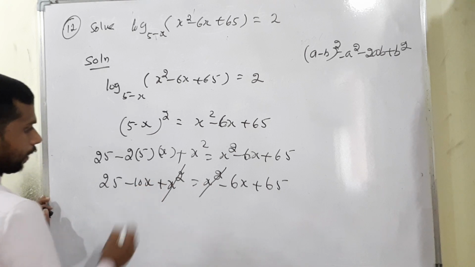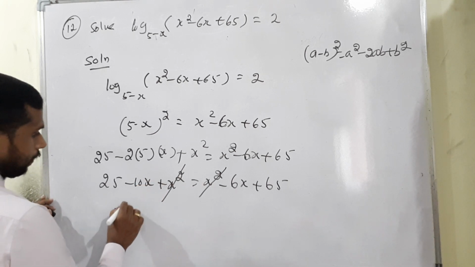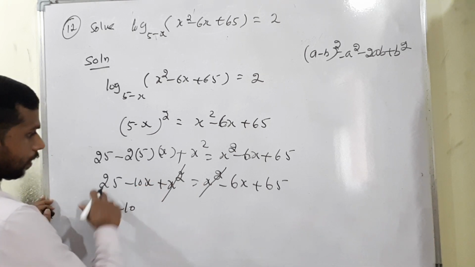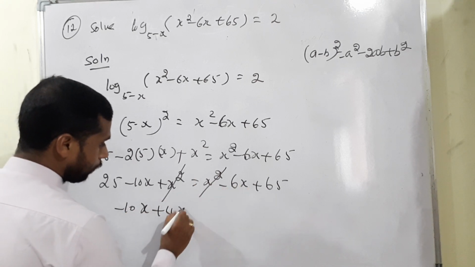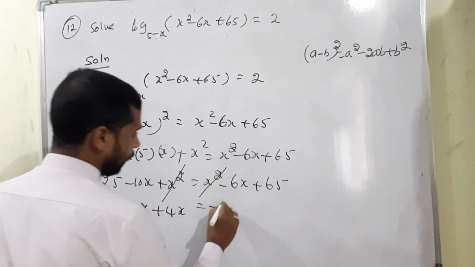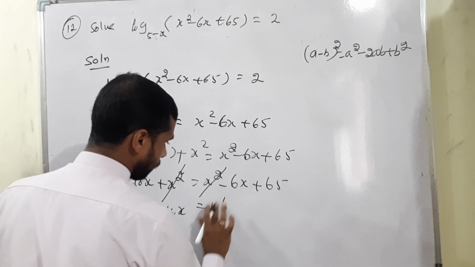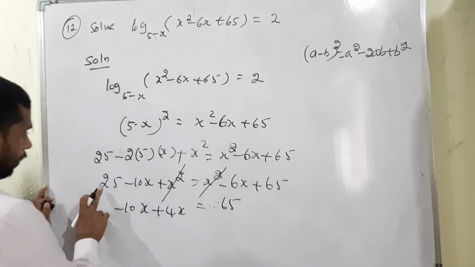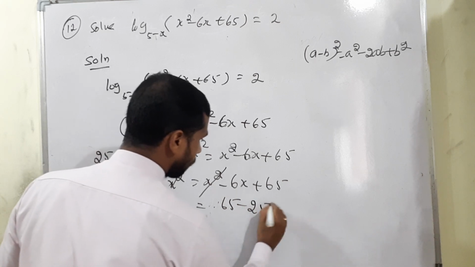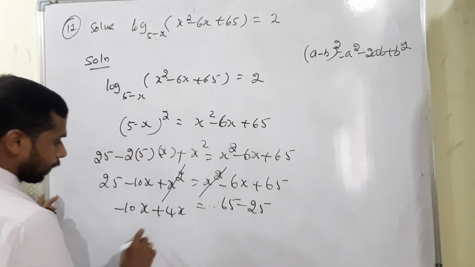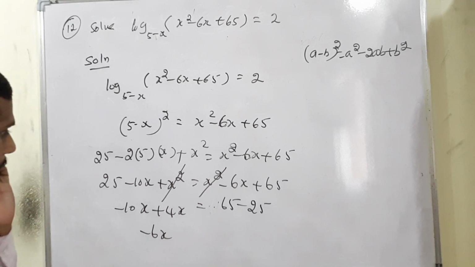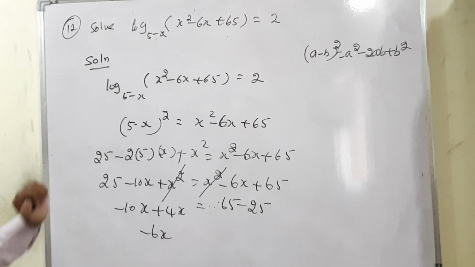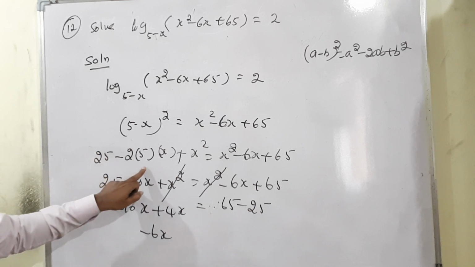So x square cancels. Then grouping the x terms on one side and constant terms on the other side. Minus 10x, minus 6x brought to the opposite side means positive 4x. Remaining is plus 65, plus 25 brought to the opposite side means minus 25. Minus 10x plus 4x, so minus 6x, isn't it? Where have I made a mistake? 5 into 2 is 10x.